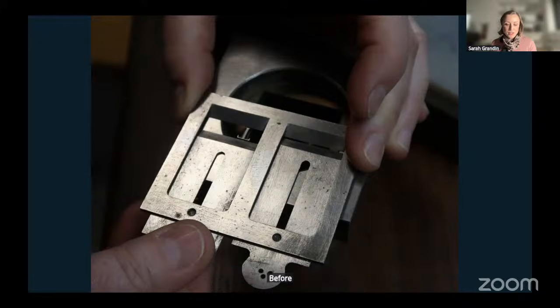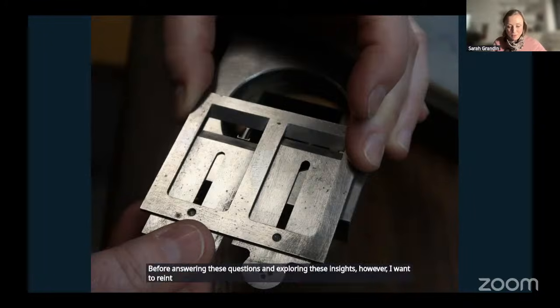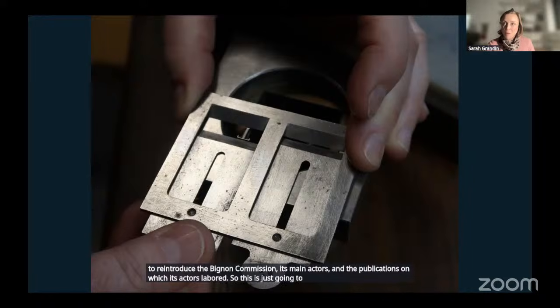Before answering these questions and exploring these insights, however, I want to reintroduce the Bignon Commission, its main actors, and the publications on which its actors labored. So this is just going to reinforce and complement some of what Riccardo shared.